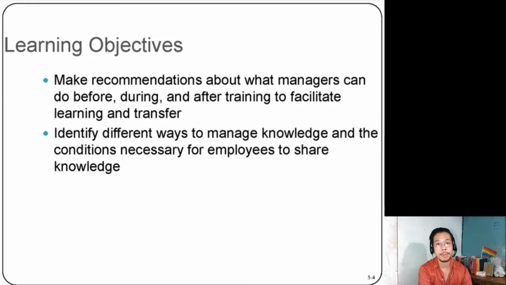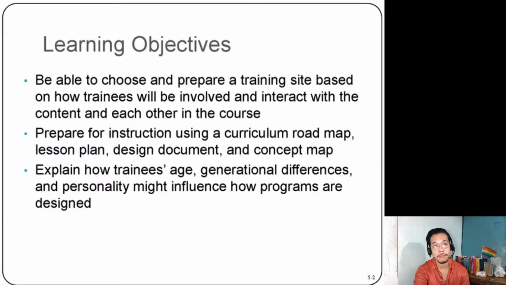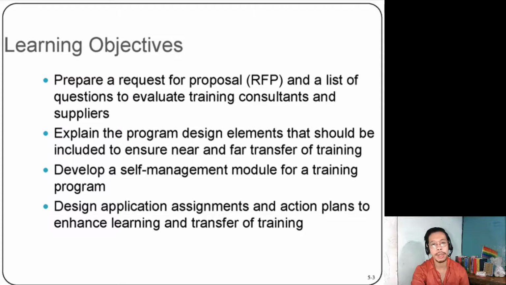Second to the last learning objective is to make recommendations about what managers can do before, during, and after training to facilitate learning and transfer. And lastly, identify different ways to manage knowledge and the conditions necessary for employees to share knowledge. Those were the learning objectives. It's quite a lot for learning objectives, but no worries, we will try to decipher each part and explain it in the simplest form so that it will be digestible on your end.